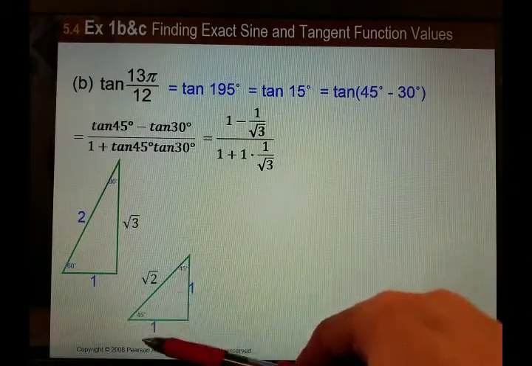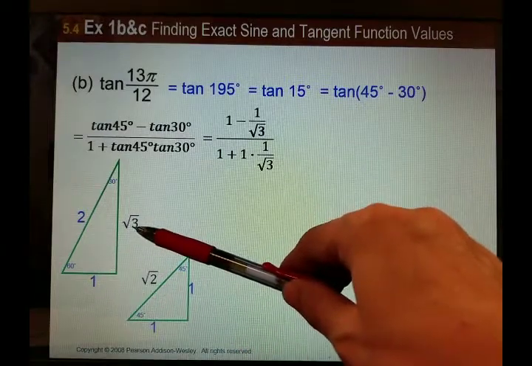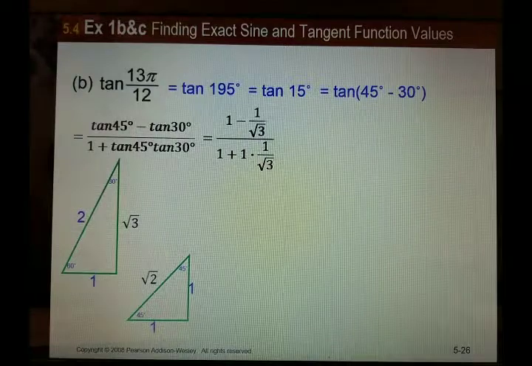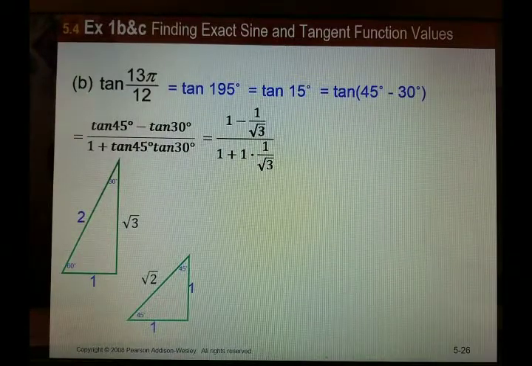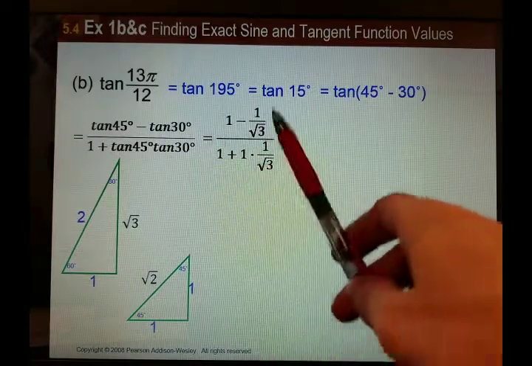Tangent at 45 degrees, 1 over 1. Tangent at 30 degrees, 1 over radical 3. So I did my plugging in. Now I cannot have these fractions within fractions. So I should multiply this entire numerator by radical 3, and you should multiply the entire denominator by radical 3 as well.